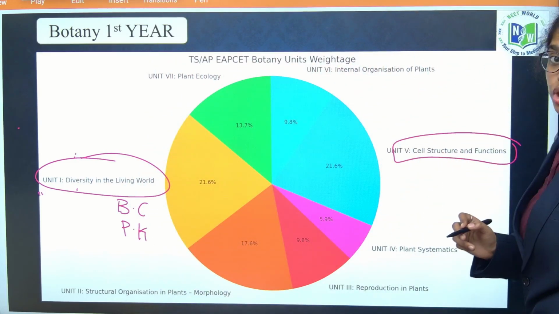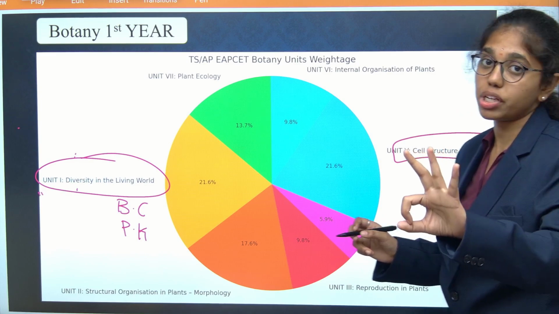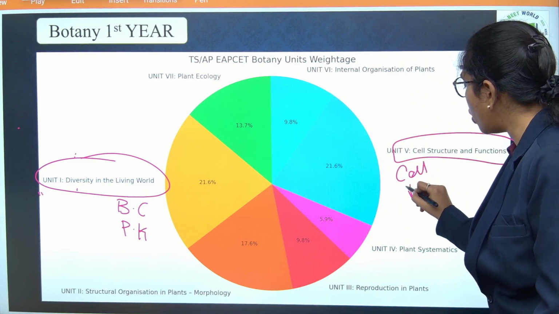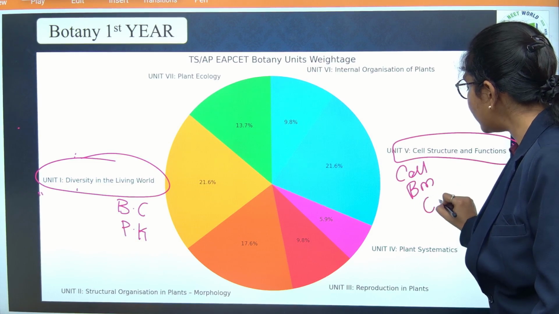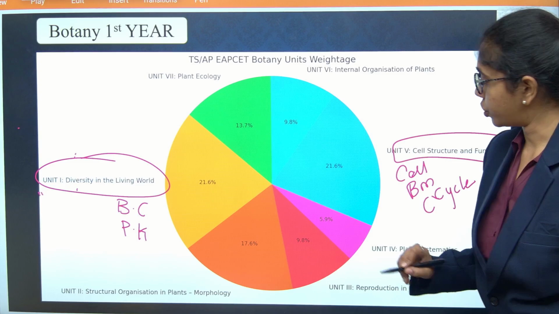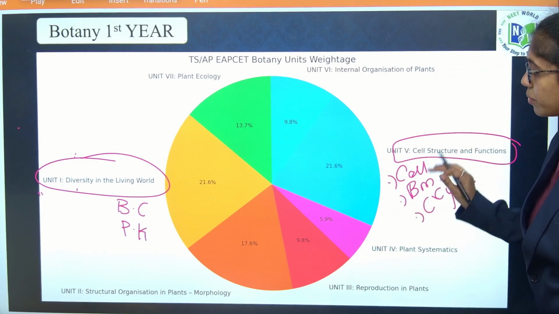From cell structure and function, you have to keenly go through three chapters under this unit. Those are cell, the unit of life, biomolecules, and cell cycle and cell division. These are the three chapters you have to focus on majorly from this unit.